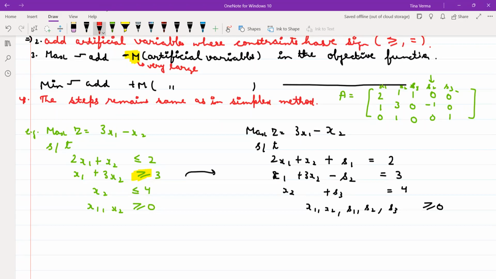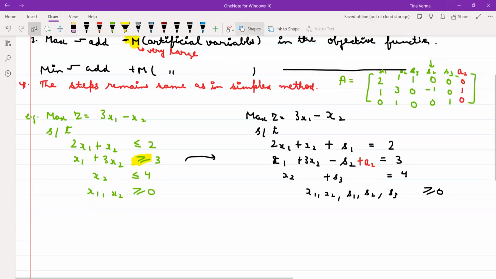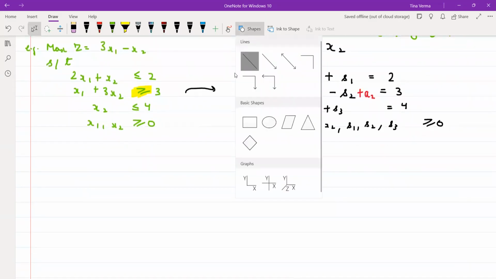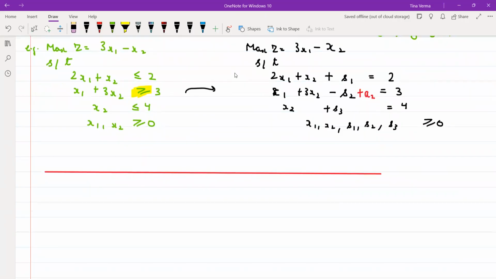That means you will add your artificial variable in this constraint. Because I am adding it in the second constraint, I am giving the name A2, so that I can remember where I have added my artificial variable. If you write the column of A2, what will be the column of A2? 0, 1 and 0. So that means now you can start your iteration, that is your simplex iteration.